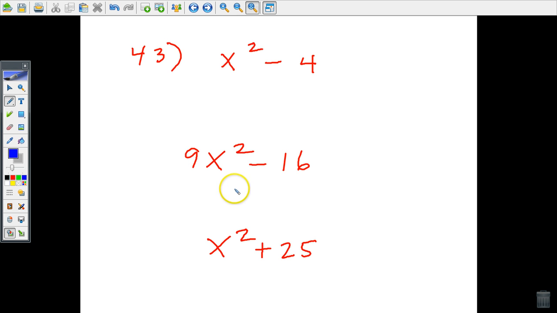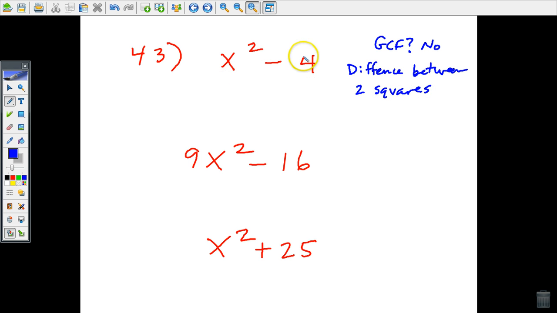Okay. We have some special cases, and I just want to review these special cases. For example, for number 43, we're supposed to factor. So again, I always just drill this in your brain: is there a GCF? There is not. There's only two terms. This is a binomial, and we're subtracting. And so this special case is called the difference between two squares, two perfect squares.